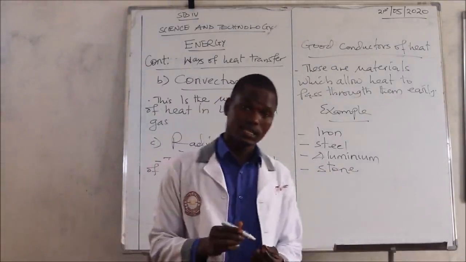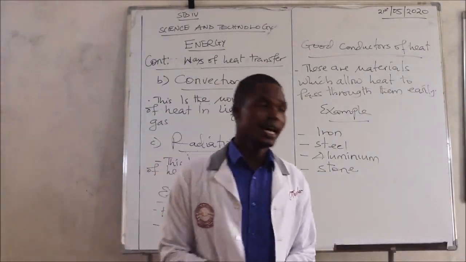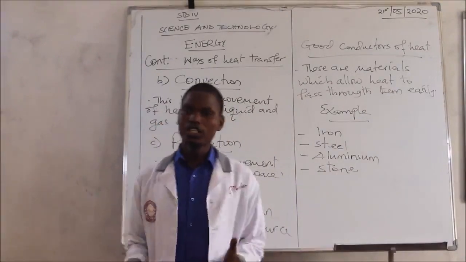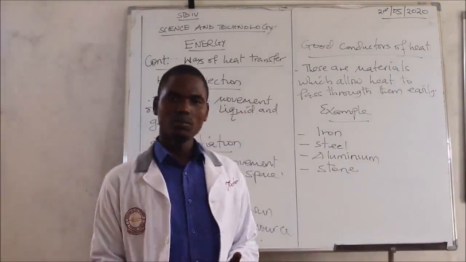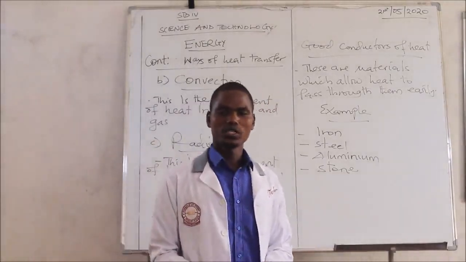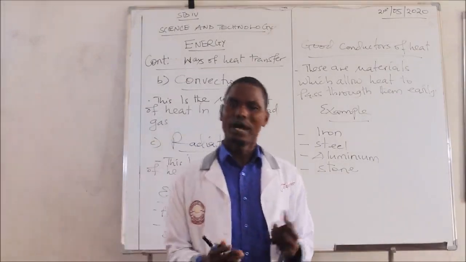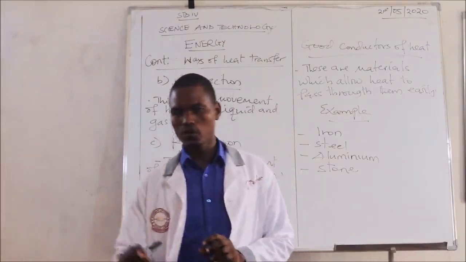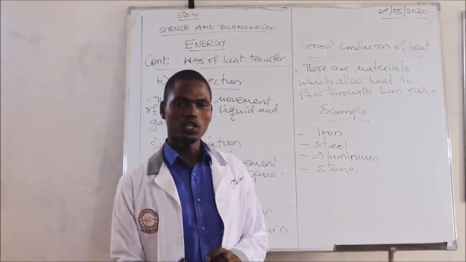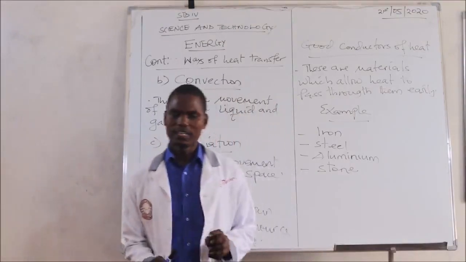Those are just a few examples of materials that allow heat to pass through them or to travel through them easily. That means when you hold them on a source of heat, it won't take much time before it travels from one point of that metal or of that material to the other point.